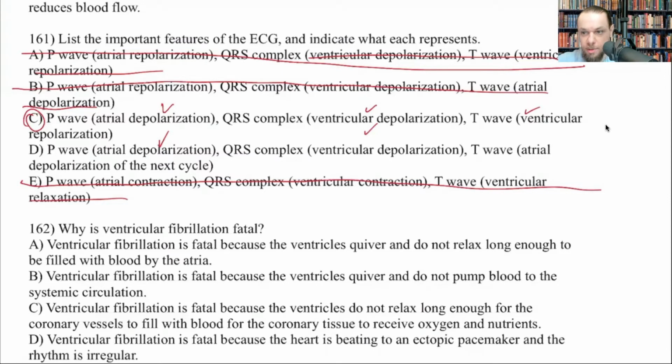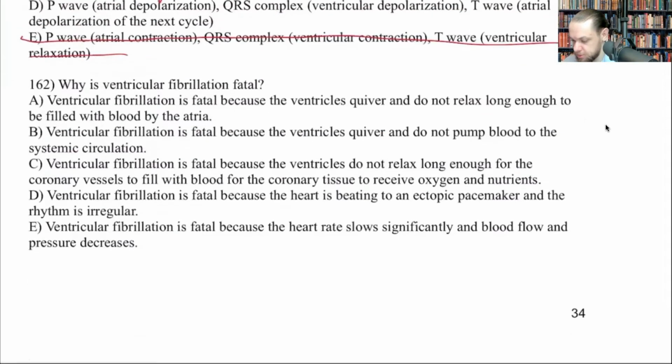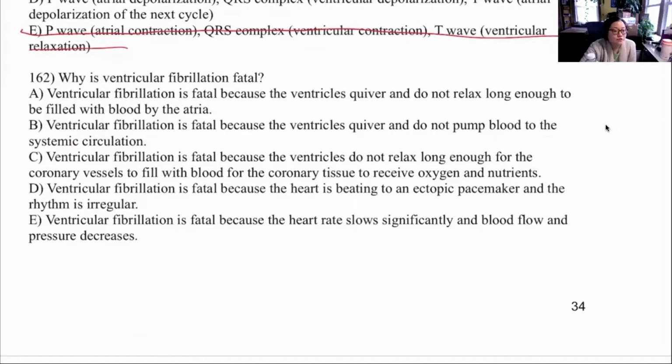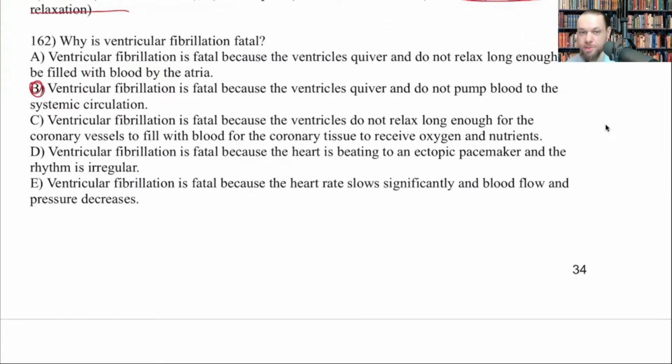Lydia, would you like to go with number 162? Sure. Why is ventricular fibrillation fatal? I would say B. Ventricular fibrillation is fatal because ventricles quiver and do not pump blood to the systemic circulation. Yeah, that is correct. In the fibrillatory phase, they are not functional. They don't contract, they're quivering.